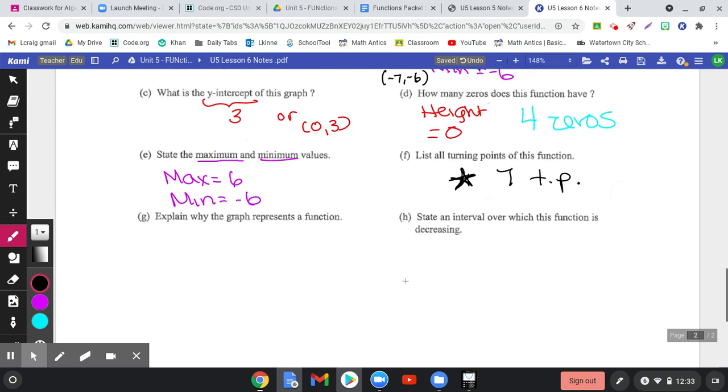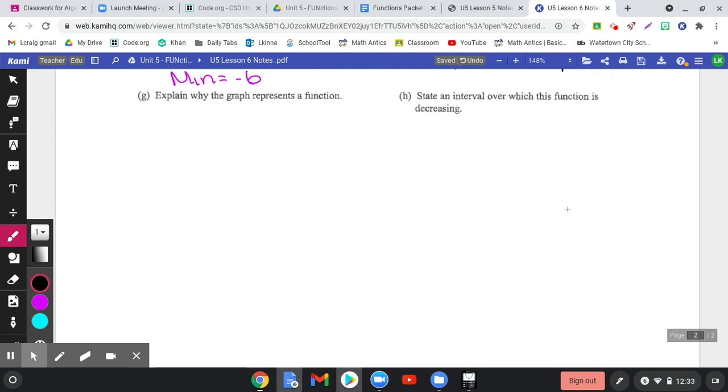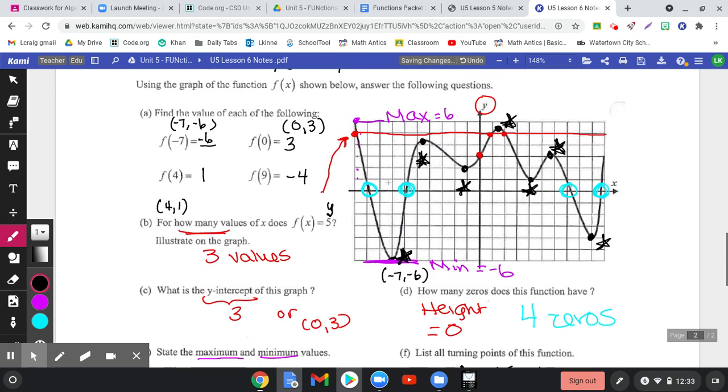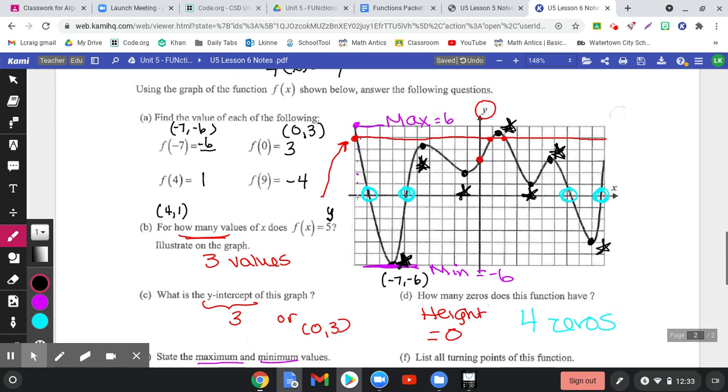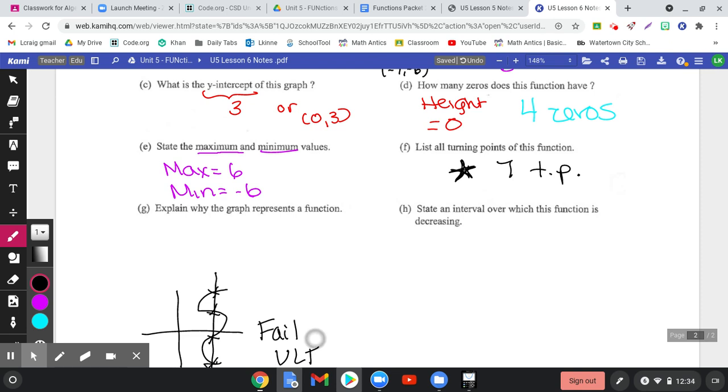Explain why the graph represents a function. Because it passes the vertical line test. There's nowhere on here, if you saw a graph like this, that would fail the vertical line test, right? Because I could draw a vertical line right here, and it crosses 1, 2, 3, 4 times. Remember, if you can draw a vertical line anywhere on here and it's only going to cross once, it's a function. So this is a function. Each x has 1 y. Each person has 1 birthday. So it passes the vertical line test.